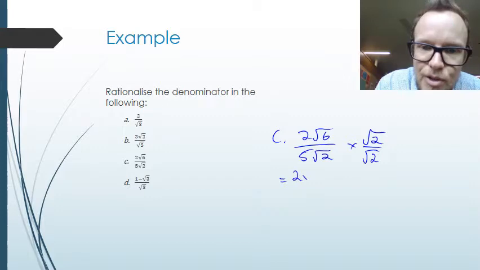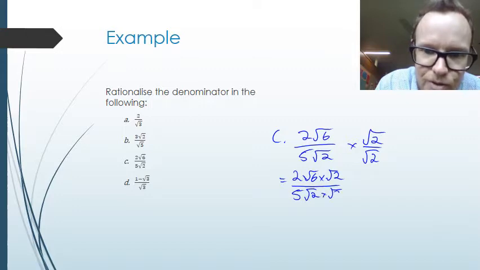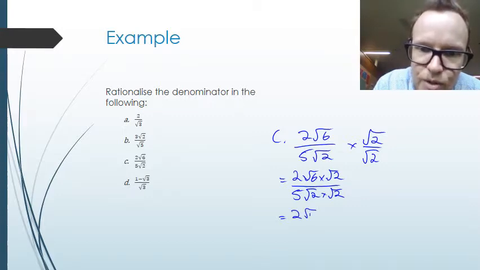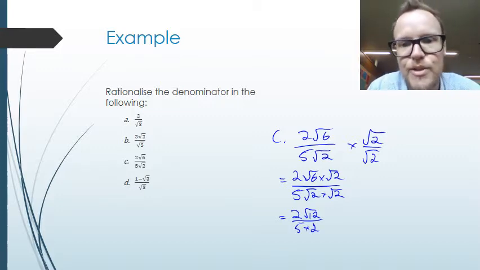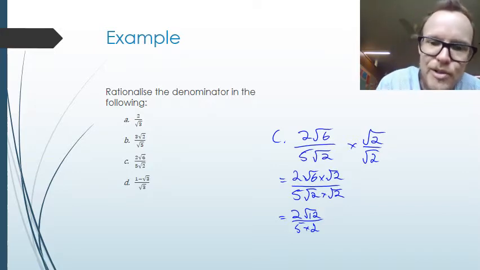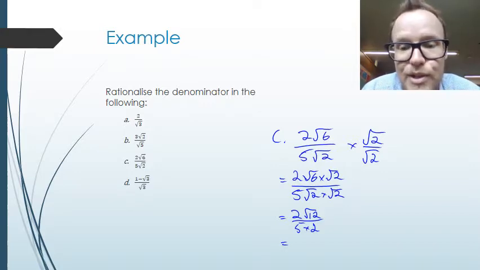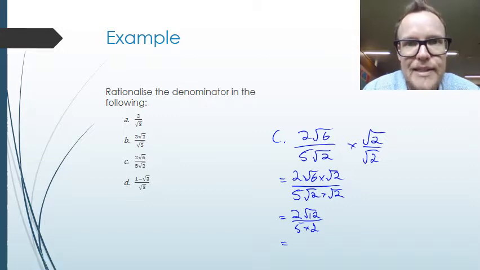So on the top now I've got 2 root 6 times root 2, and on the bottom it's going to be 5 root 2 times root 2. So on the top I'm going to be left with 2 root 12 over 5 times 2, because root 2 times root 2 is going to be 2. And then I can simplify the surd on the top now, because 12 has a factor of 4, which is a perfect square.